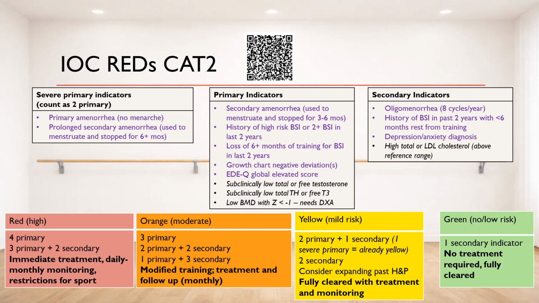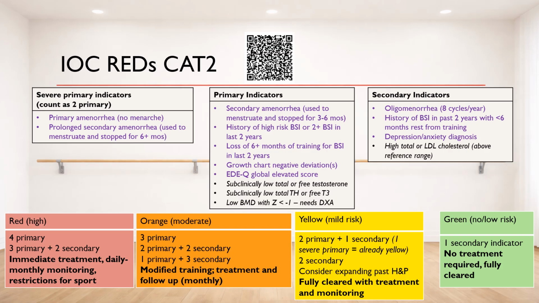Starting with severe primary indicators, the most significant risk factors, these are primary amenorrhea, which is when someone has never had their first period. We get concerned about that starting at age 15. The second one is prolonged secondary amenorrhea. So secondary amenorrhea meant that somebody had menstrual periods, but then they stopped, and then the prolonged qualifier makes this a severe indicator when periods have stopped for 6 months or longer. So these 2 severe primary indicators count each as 2 primary indicators when you're tallying up your points for the risk.